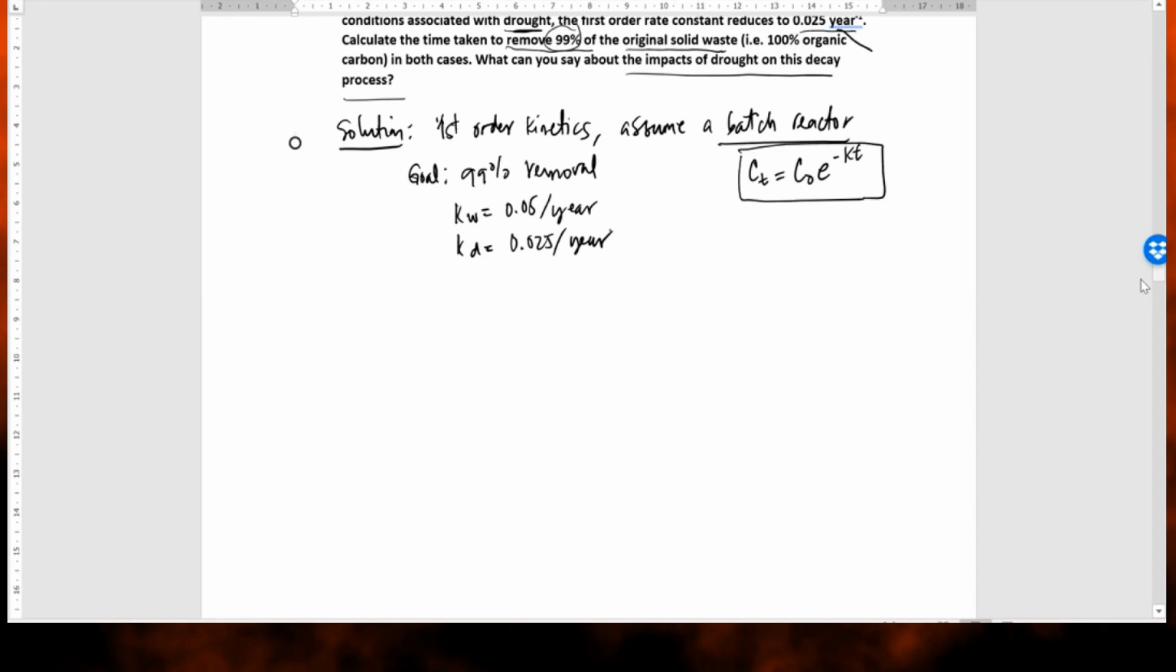Now, our goal is to get the time. So we need to have C sub T and C naught as well. We need to know the relationship between the two, but we are not given the actual values of C sub T and C naught. So what are we supposed to do in that case? Let's start with the wet condition, wet climate.